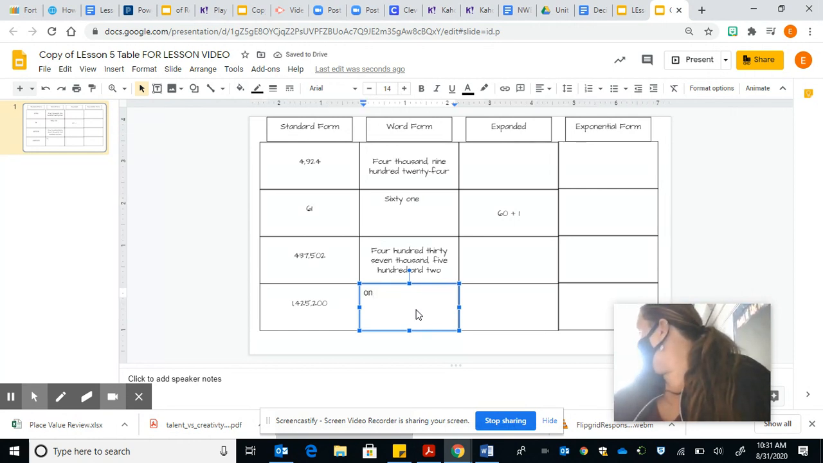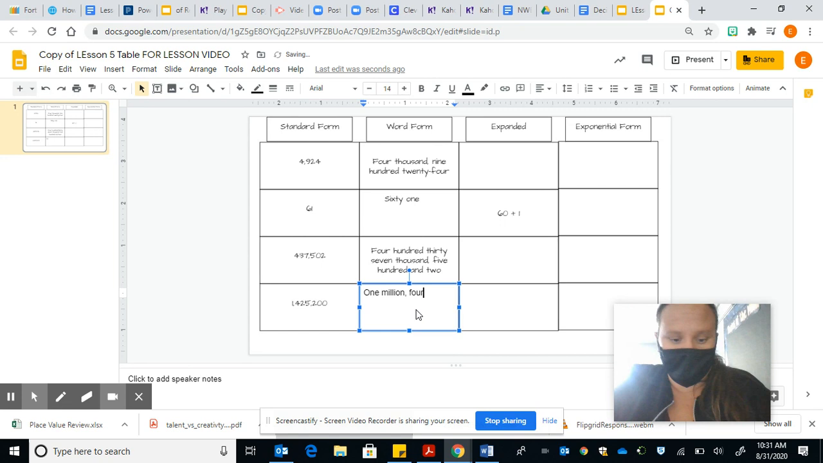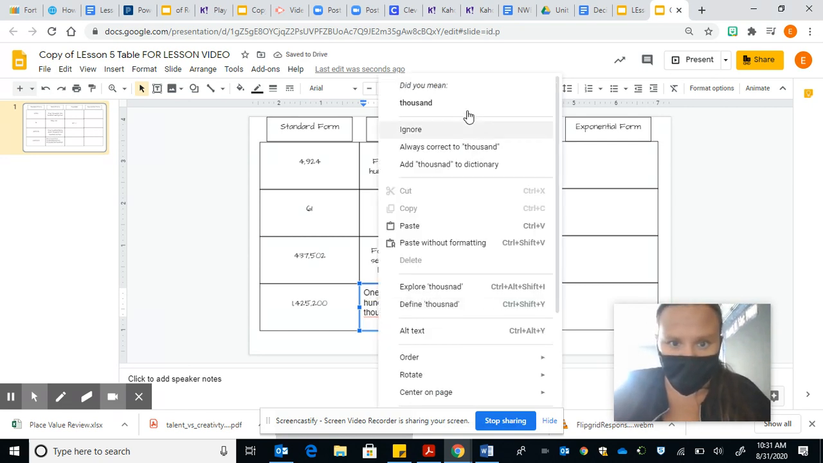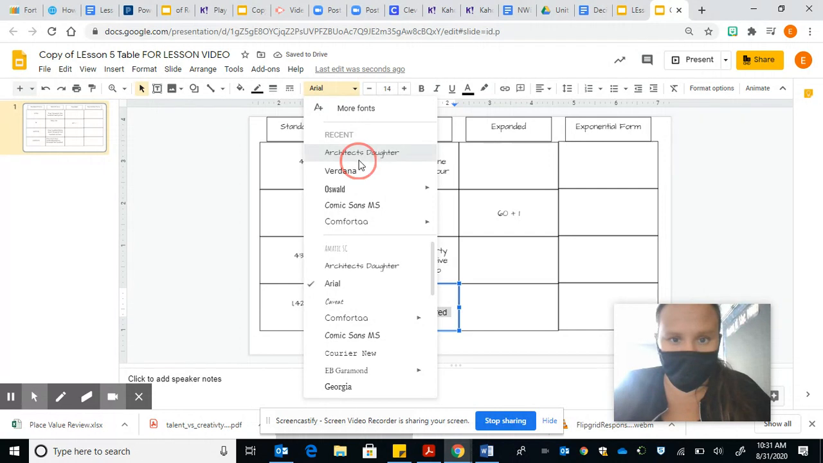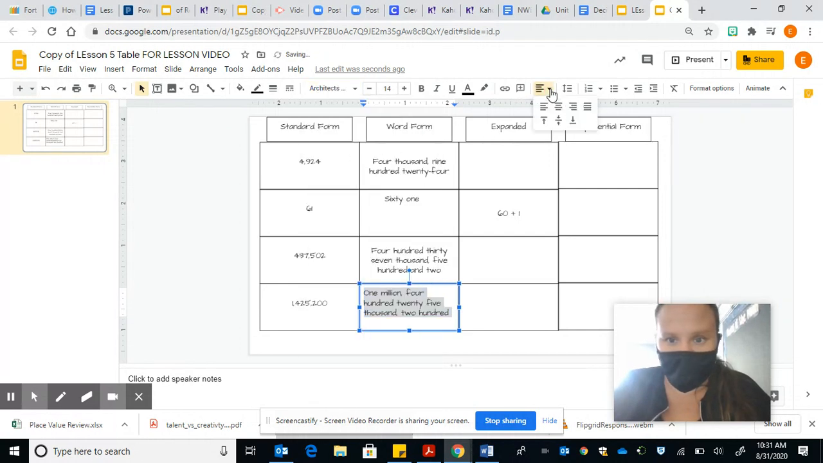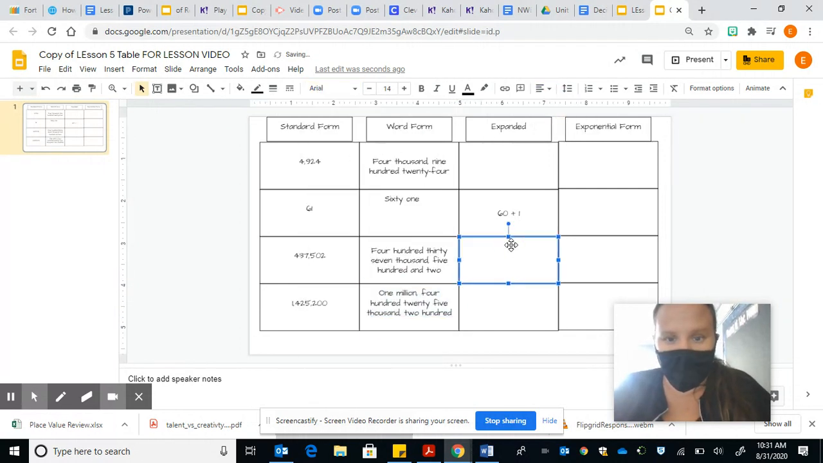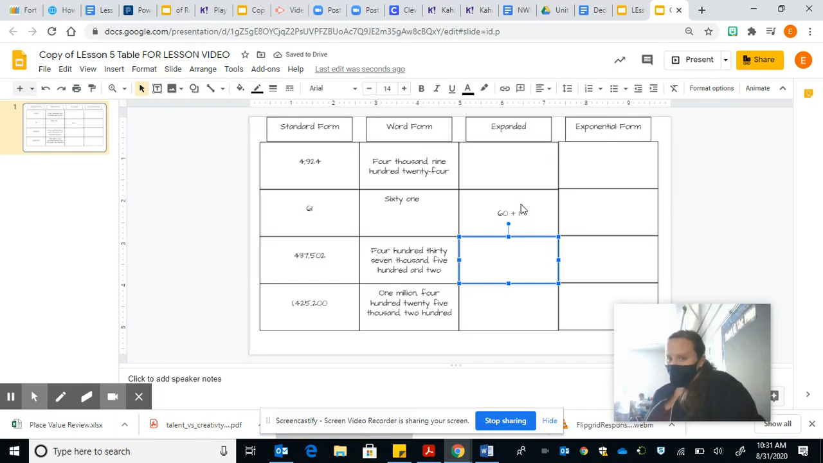I thought your hand was up. Okay, Taizine? 25,200. And I'm going to right click because this was red underline. Must have spelled that wrong. I did mean 1,000. Thank you for knowing that. I'm going to highlight, change that font, use my spacing to make it on the inside. There we are. Now for expanded form.